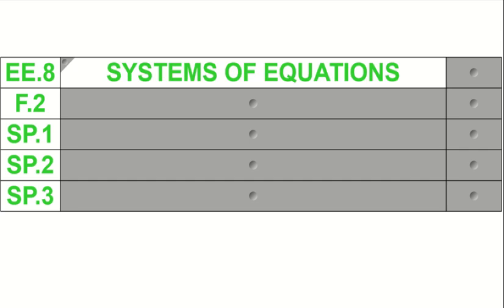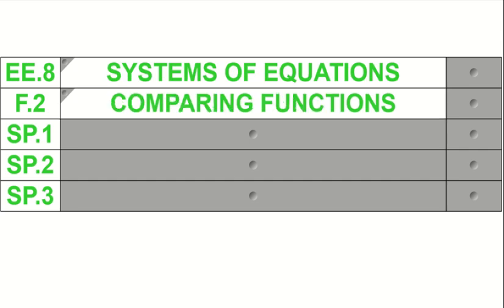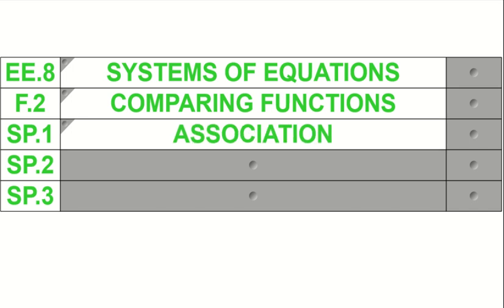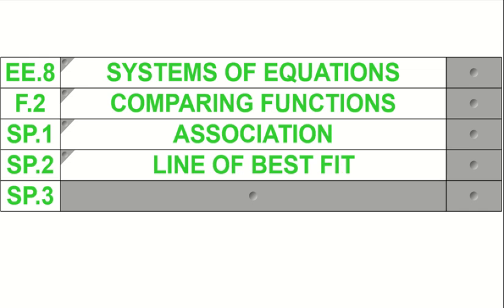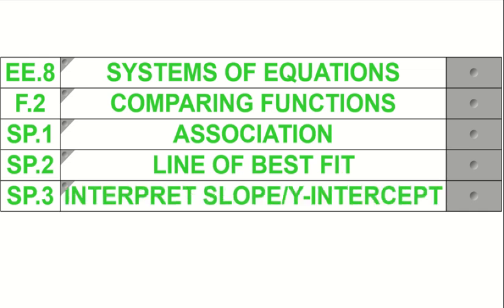But what that is, that's systems of equations, association, line of best fit, and it's interpreting slope and y-intercept.